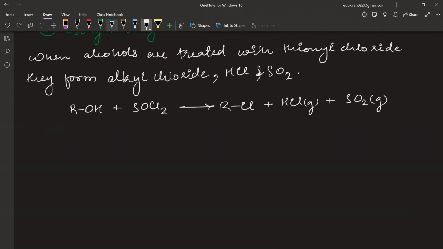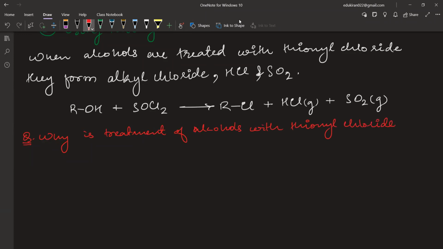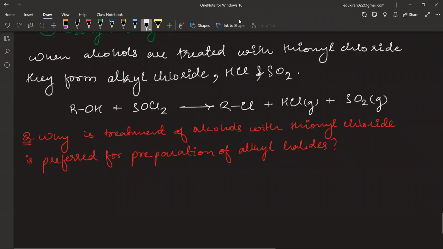Okay, so please write here with a question only. Why is treatment of alcohols with thionyl chloride preferred for preparation of alkyl halides? So in this you will answer it.